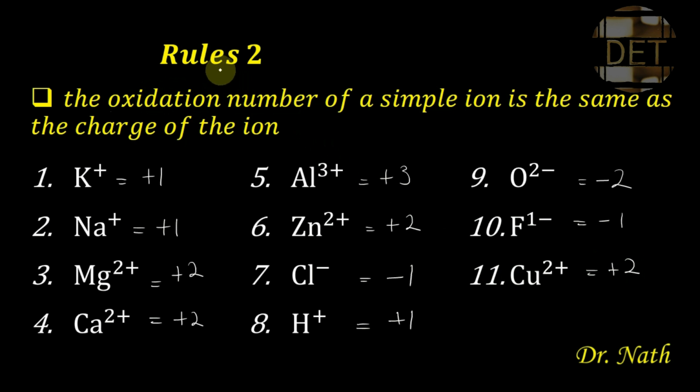So what rule 2 is all about is that the oxidation number of a simple ion, and these are simple ions, is the same as the charge of the ion. So the oxidation number is equal to the charge of the ion. Potassium ion, having a charge of plus 1, has an oxidation number of +1. So they are just equivalent.